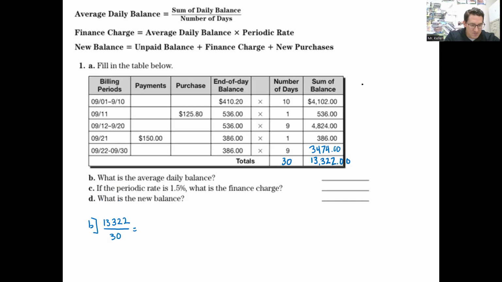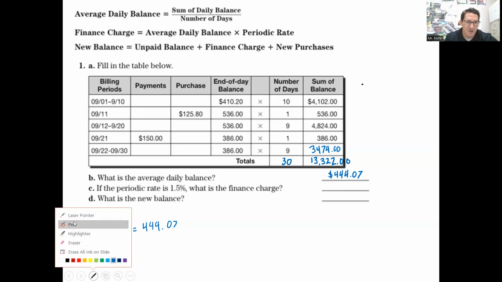So that comes out to 444.07 rounded. If the periodic rate is 1.5%, what is the finance charge?